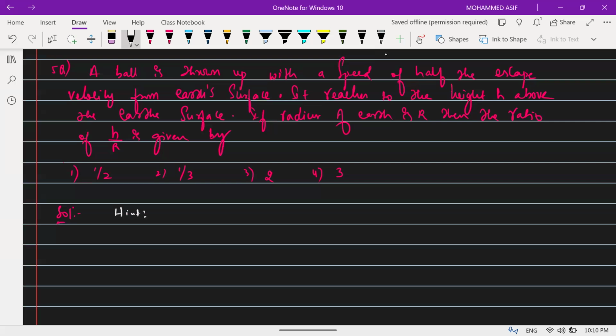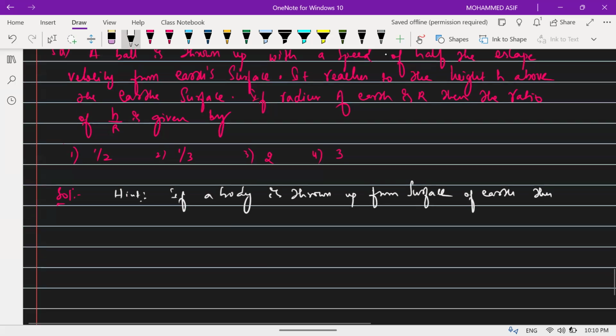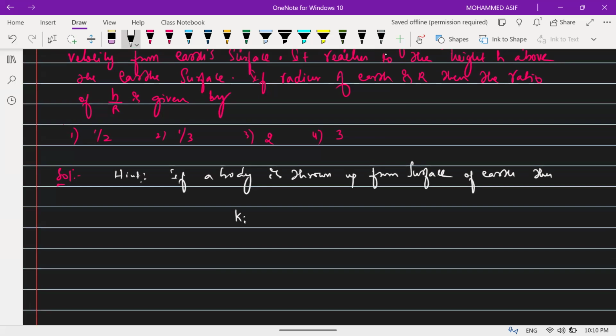I'm giving you the hint. If a body is thrown up from the surface of Earth, then initial kinetic energy plus initial potential energy must be equal to final kinetic energy plus final potential energy.